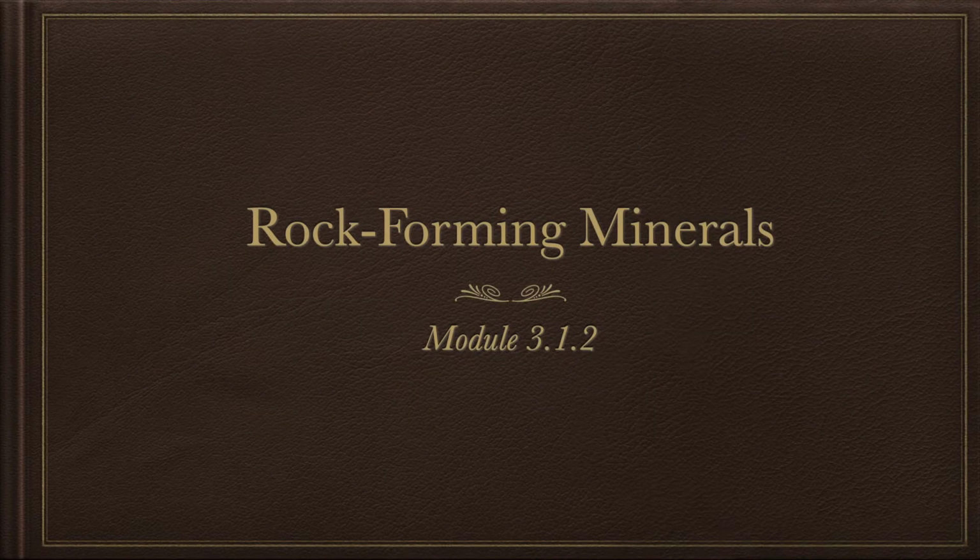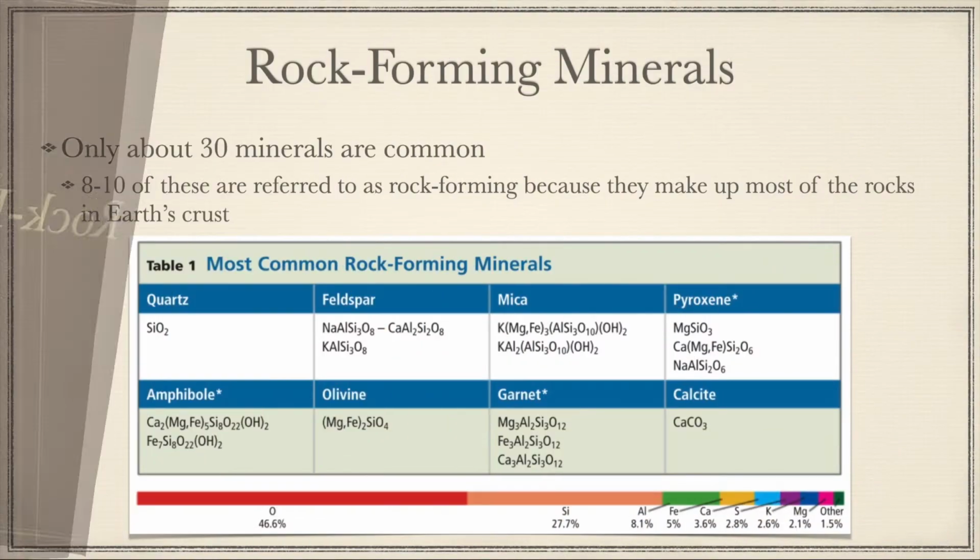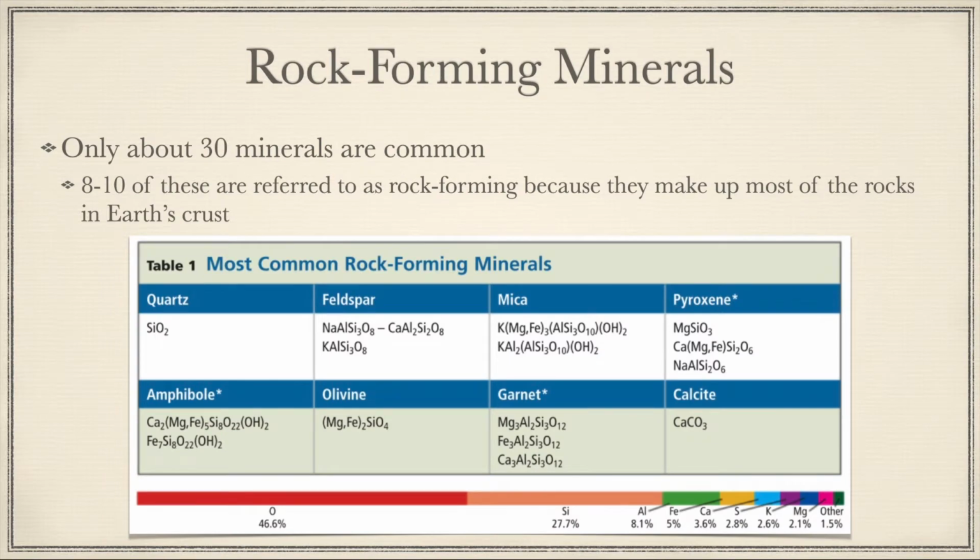Rock-forming minerals. So even though we said there were about 3,000 different minerals on Earth, there's only about 30 of those that are actually common minerals. And out of those, 8 to 10 are referred to as rock-forming because they make up most of the rocks in Earth's crust.